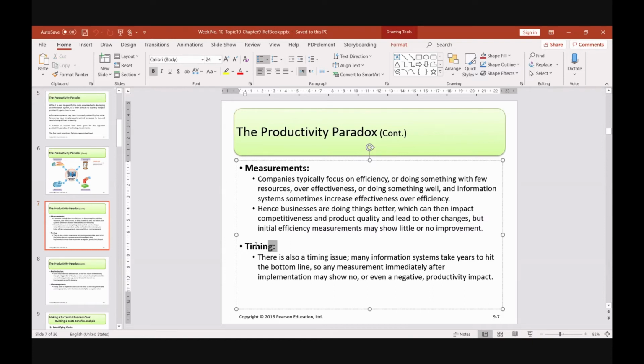The other issue is timing. There is also a timing issue. Many information systems take years to hit the bottom line. So any measurement immediately after implementation may show no or even negative productivity impact. As we discussed, maybe your information is not organized, maybe it's not well documented, maybe you do not have technical people. So there can be many reasons for that. And sometimes timing is an issue.